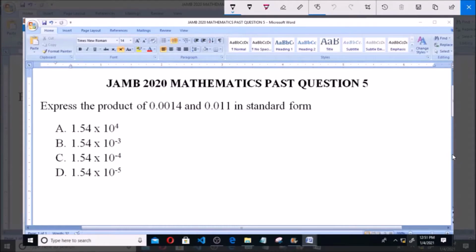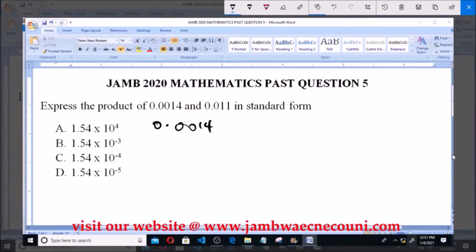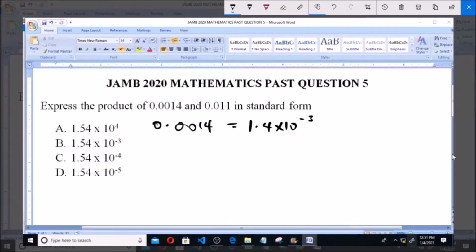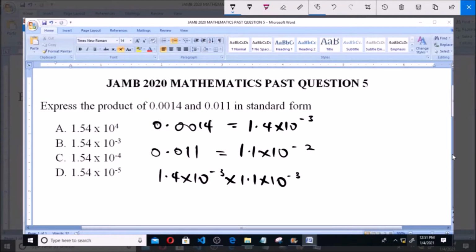Now, the product of the two. 0.0014 in standard form is 1.4 times 10 raised to the power of minus 3. For 0.011 in standard form, that will give us 1.1 times 10 raised to the power of minus 2. Now, the product of these two simply means 1.4 times 10 raised to the power of minus 3 multiplied by 1.1 times 10 raised to the power of minus 2.